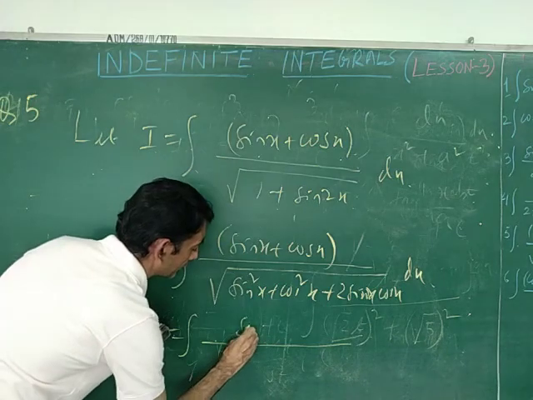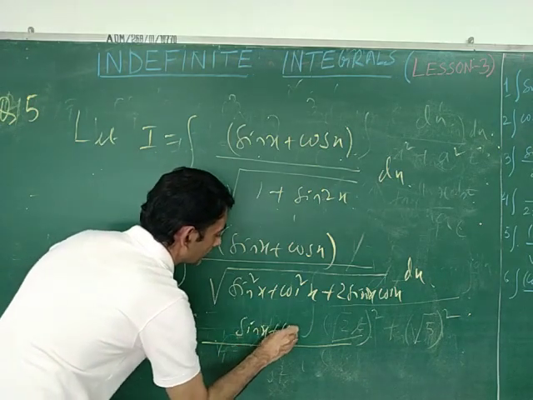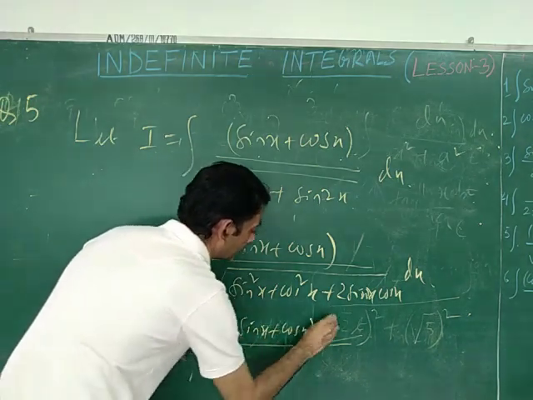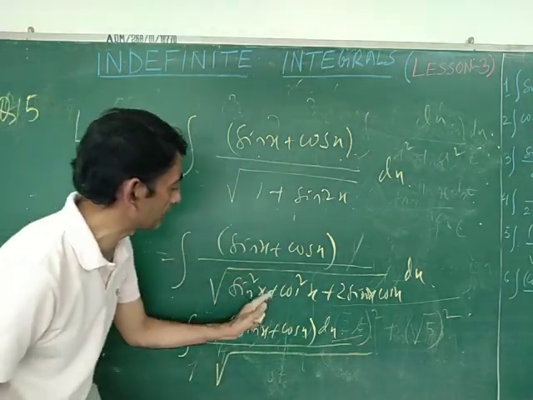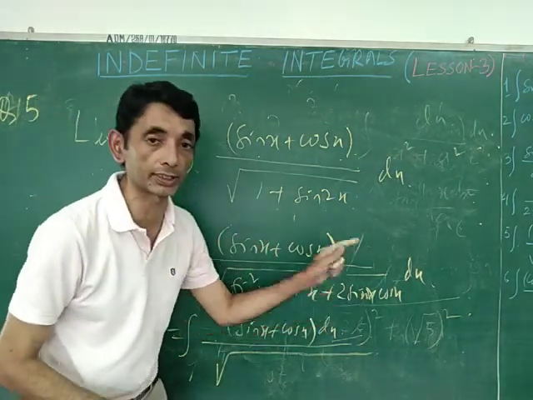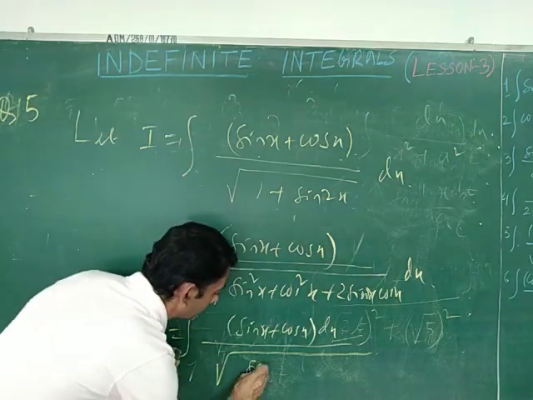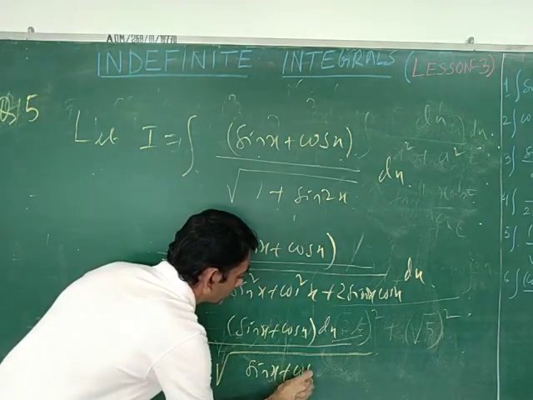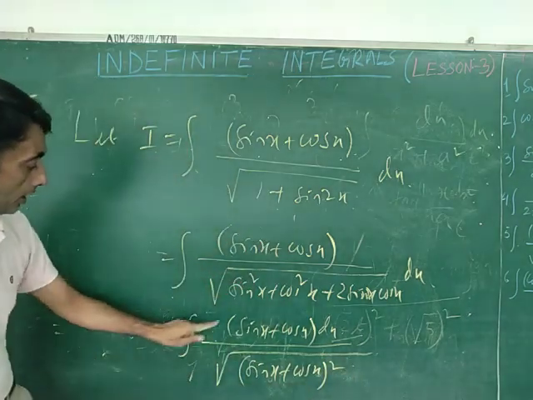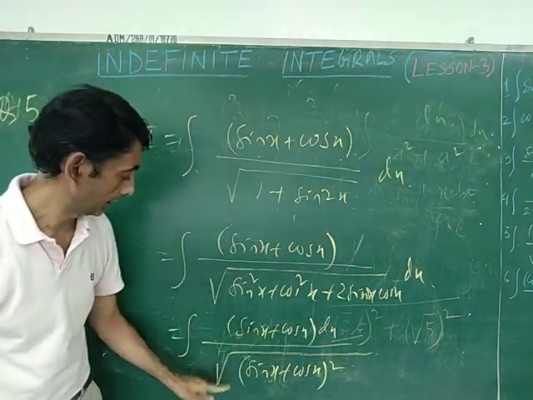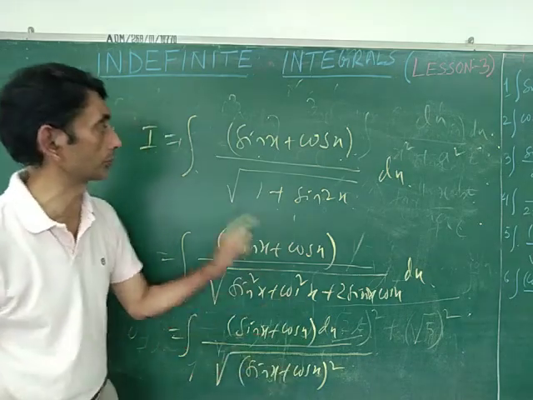Sin x plus cos x dx, and in the denominator, sin square x plus cos square x plus 2 sin x cos x. So that gives you sin x plus cos x whole square. That is sin x plus cos x dx and under root sin x plus cos x whole square.